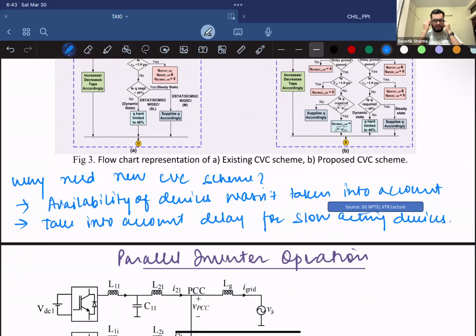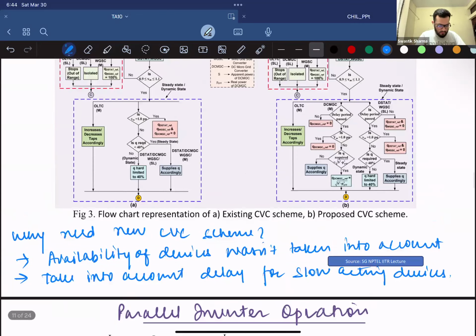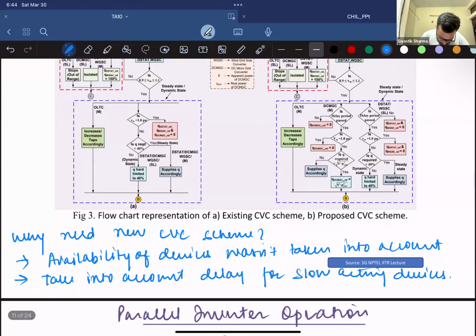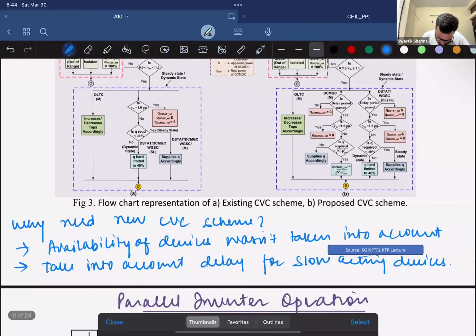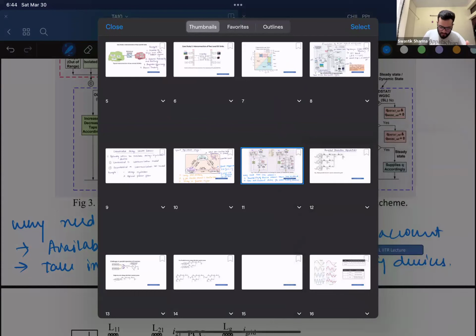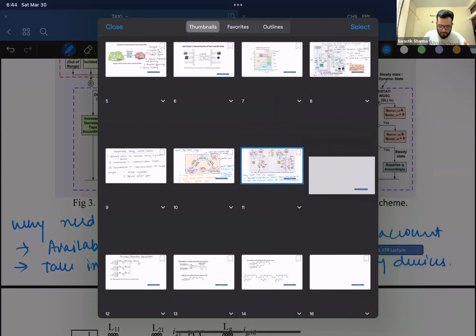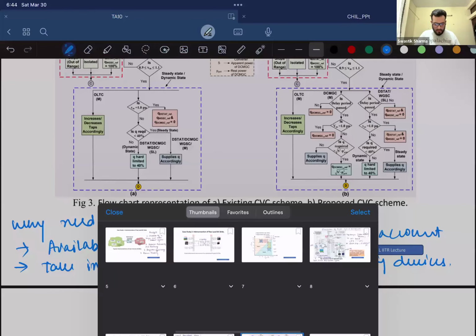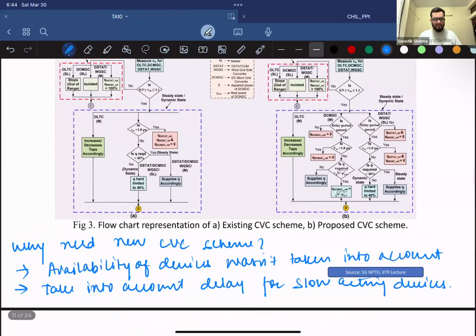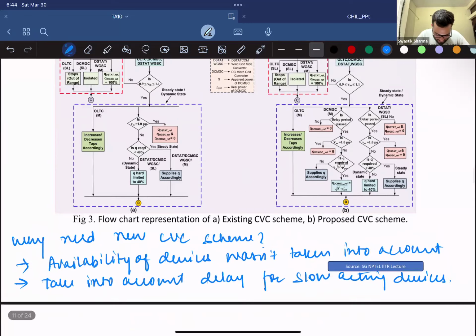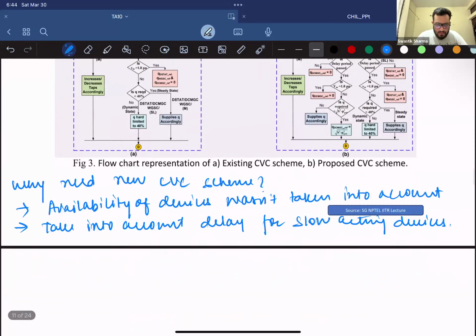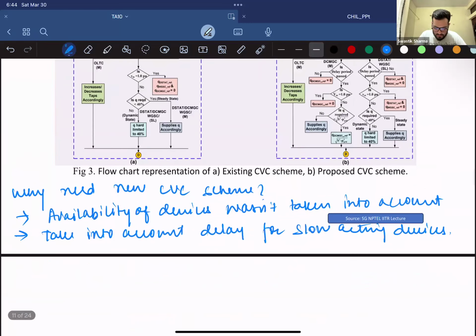So these were some major issues that the new proposed scheme addressed, and the CVC scheme was able to handle this in a better way. So let's talk about how. If you have any doubts, you can stop me in between. Otherwise, what's the fun of these online lectures, right? So let's talk about this new scheme.